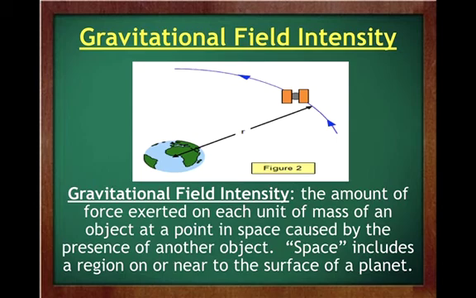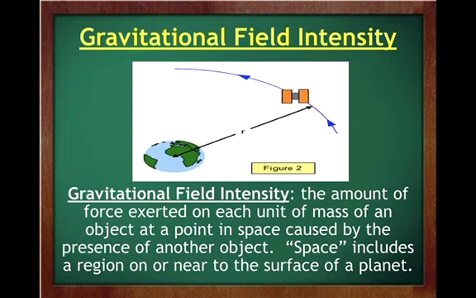Okay, so briefly we can talk about gravitational field intensity here as well. I'm not going to focus so much on the gravity part because we've spent a lot of time with gravitational forces and fields, but it is in the same topic, so we do need to mention it. Gravitational field intensity is the amount of force exerted on each unit of mass of an object at a point in space caused by the presence of another object. And space includes a region on or near the surface of the planet, right? And we've seen this before.